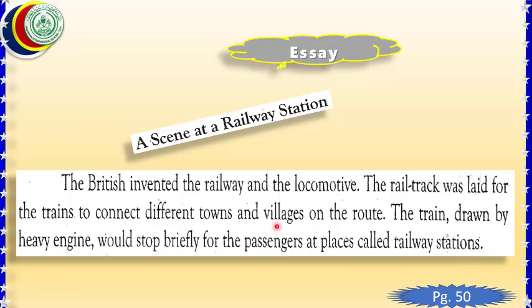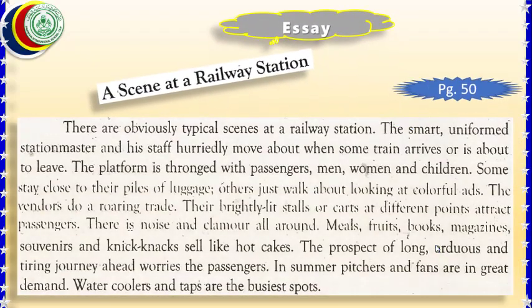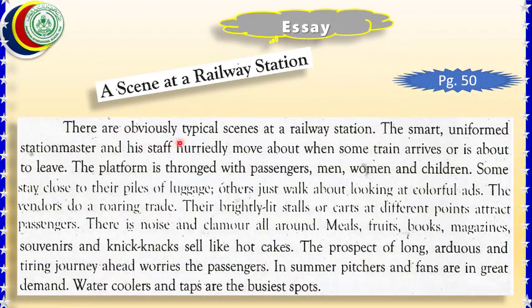Let us read. The British invented the railway and the locomotive. The rail track was laid for the trains to connect different towns and villages on the route. Locomotive is the engine. The train, drawn by a heavy engine, would stop briefly for the passengers at places called railway stations. There are obviously typical scenes at a railway station.